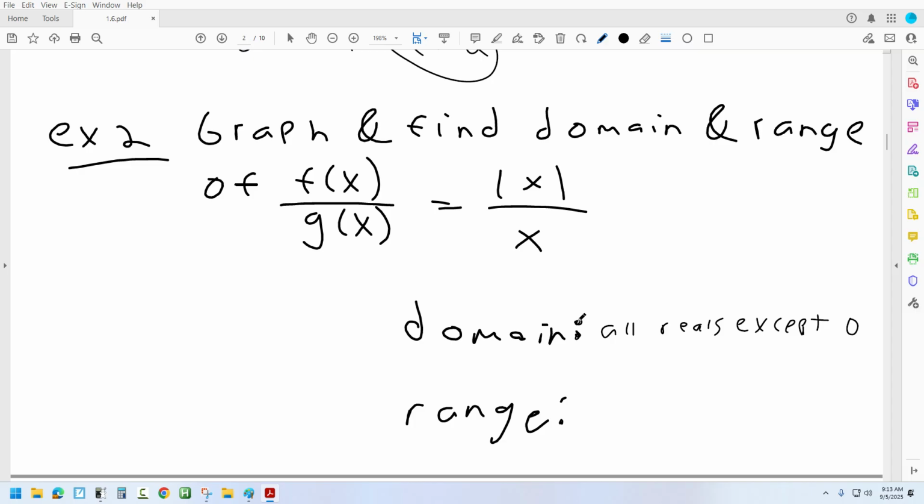What if you plug in 8 for x? What do you get? 1. So what if you plug in 10 for x? You still get 1. So remember, range is the answer that we're getting when we plug in a number for x.